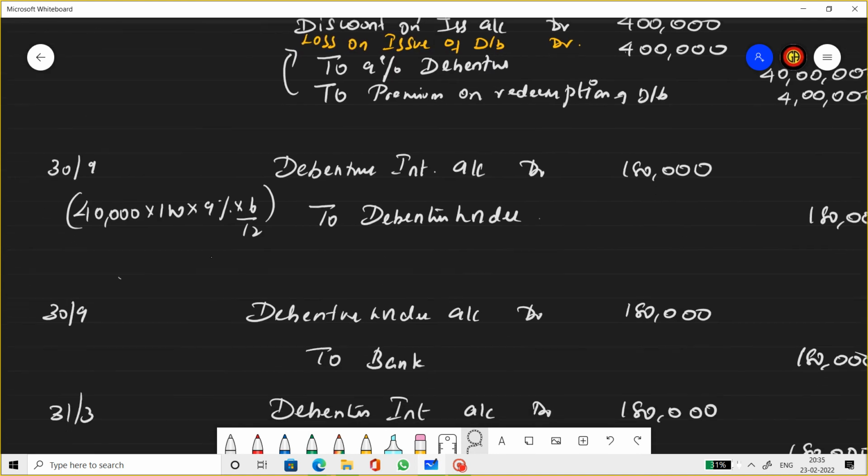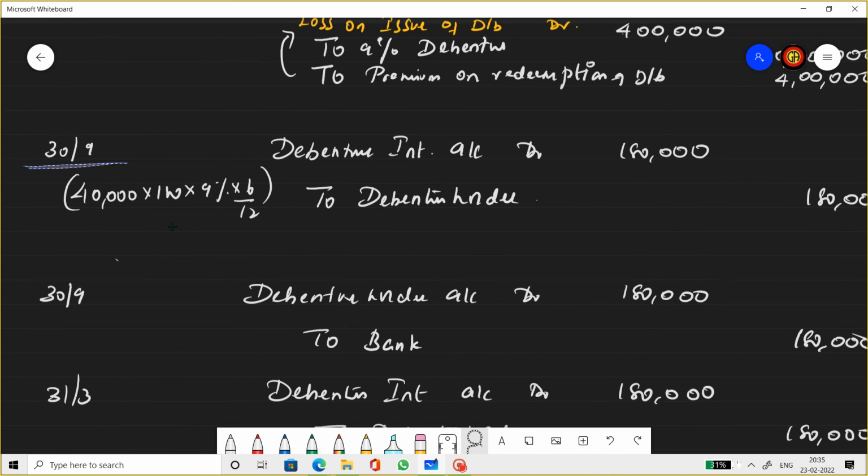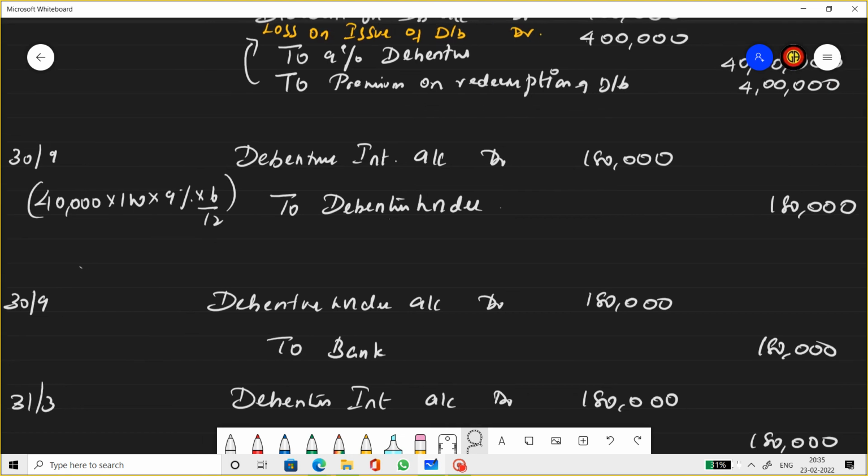Next is interest payment. The first interest is paid on 30th September. So 30th September, debenture interest to debenture holder. 40,000 debentures, 100 rupees face value, 9% rate of interest, 6 by 12 for the 6-month period. So interest due is 1,80,000. And then on the same day, they pass the payment entry, debenture holder to bank, 1,80,000. So the first half year is over.